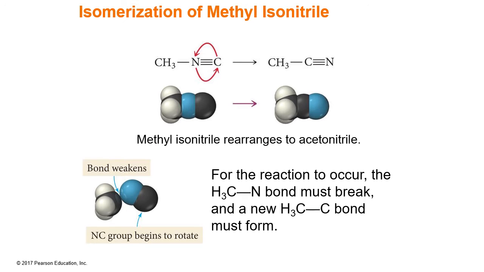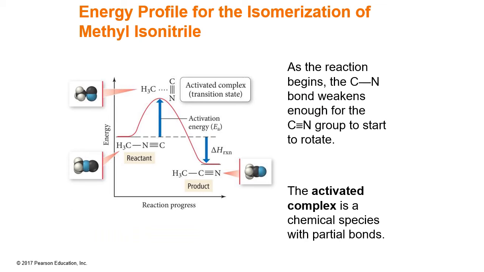So let's look at a simple reaction. We're going to look at our methylisonitrile turning into acetonitrile. And what is happening is we're just flipping the nitrogen and the carbon around in the molecule. So in order to do that, we actually need to weaken the bond between the carbon and the nitrogen so that this CN group can rotate. So as our reaction begins, we have to weaken that bond enough for the carbon-nitrogen to start rotating on the molecule.